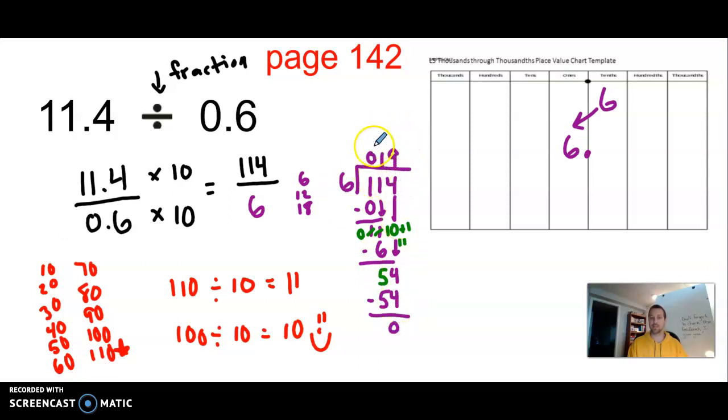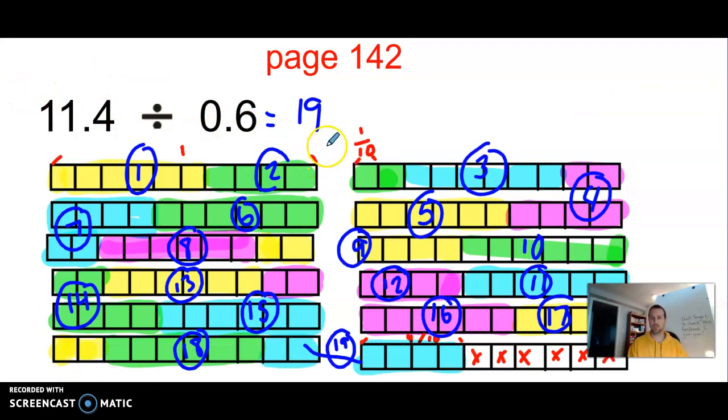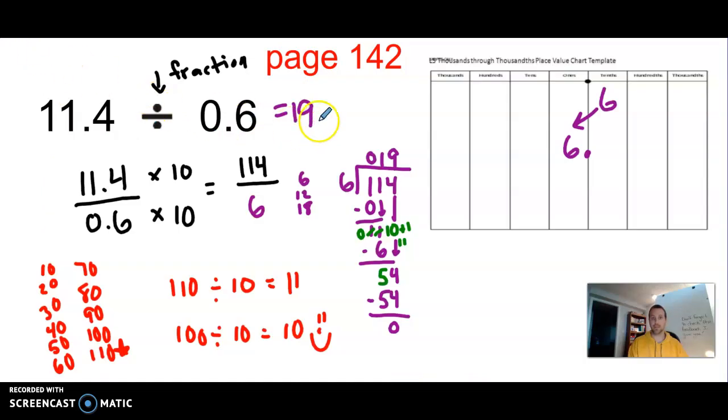My answer is 19. And isn't that the same as what we had over here? 19, in our model form. Took us a while, but we got it. Same answer here. A little bit more math involved in this one.